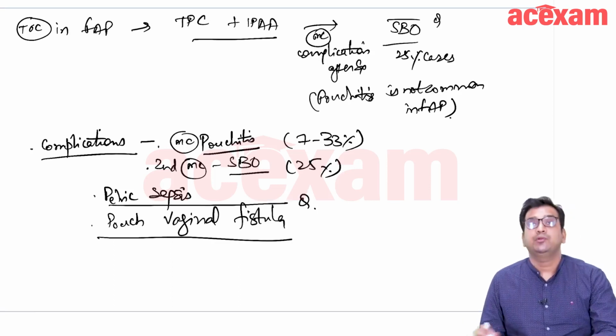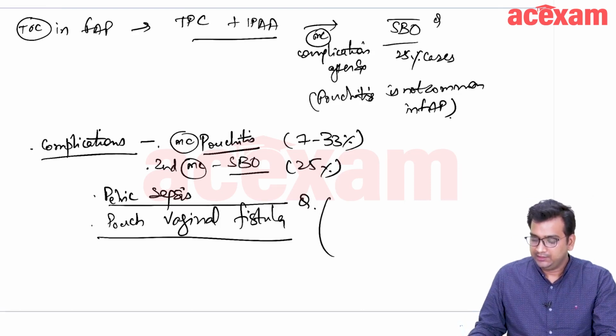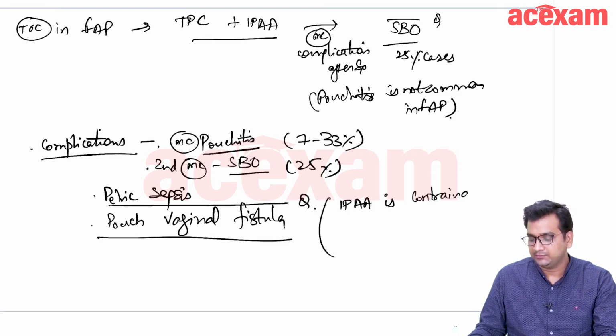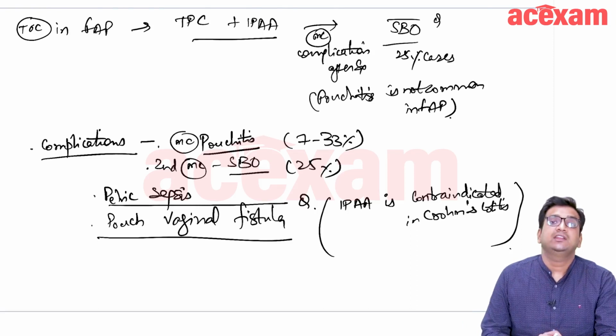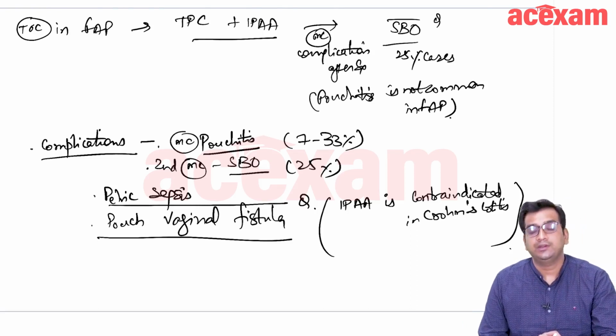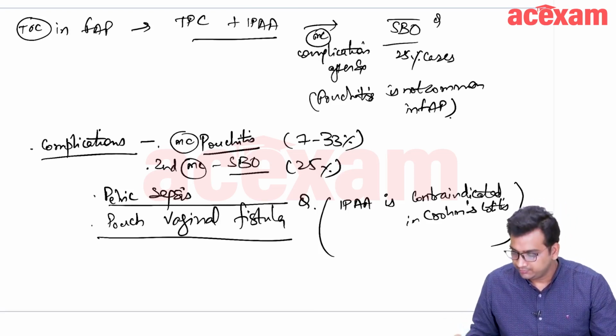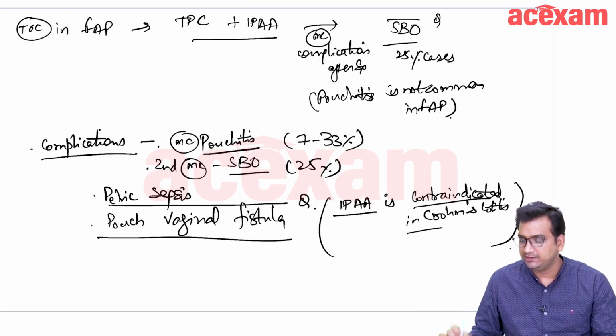Okay, this is very important. Ileal pouch anal anastomosis is contraindicated in Crohn's colitis. Okay, if there is severe or fulminant Crohn's colitis, we are going to perform total colectomy with end ileostomy or ileorectal anastomosis, but we are not going to perform ileal pouch anal anastomosis because there is increased possibility of development of a pouch vaginal fistula or a fistula later on. So ileal pouch anal anastomosis is contraindicated in Crohn's disease.